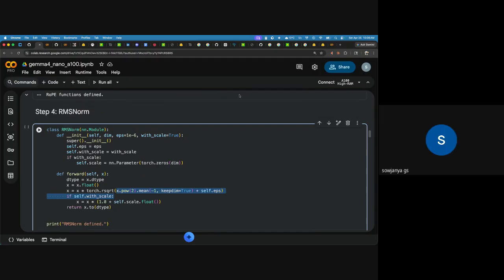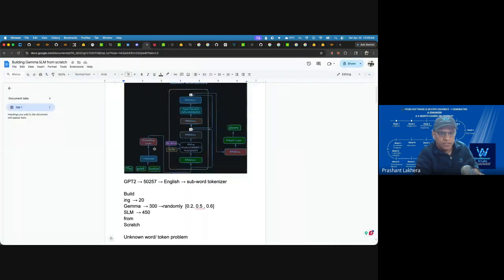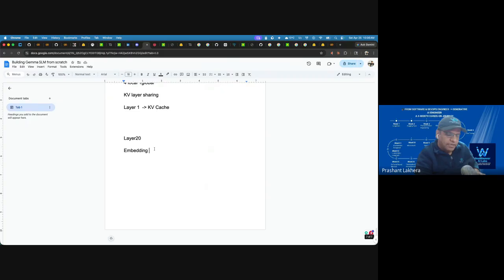Also, applying the softmax gives probability distribution values. So when you multiply this Q with K transpose, that is going to give you some kind of attention score. I can show you. Okay, let me take one step back.